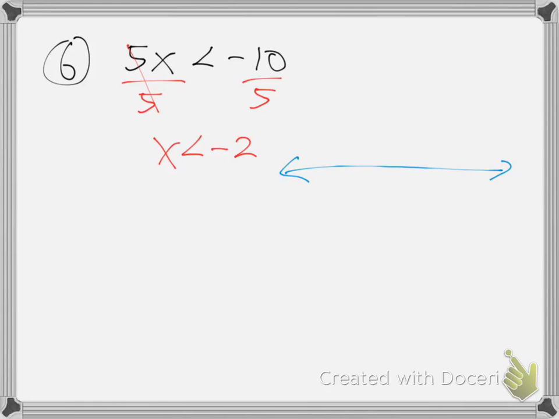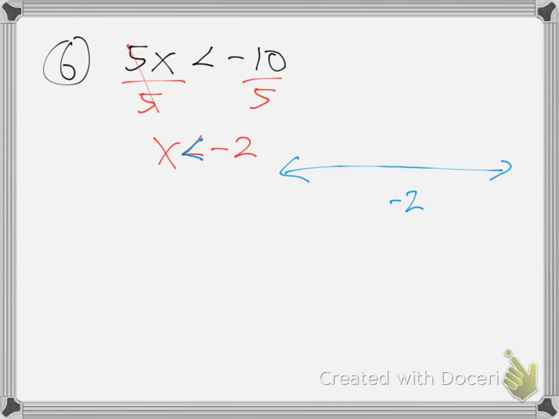Negative 2 is greater than x. So it's bigger than x. So x is less than negative 2, right? So x is on the narrow side of the symbol. You always put your number in the center, so I'll just put negative 2 right in the middle.